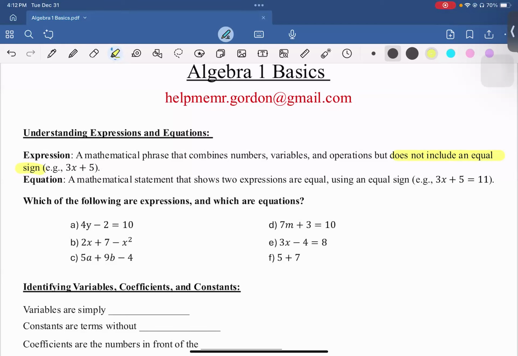An equation is a mathematical statement that shows two expressions are equal using an equal sign. I know we've seen them already, but this is just putting a term to what we already know. So here, just like we did for expression, we have 3x plus 5. In order to make that into an equation, we would just add that equal sign over here. So this expression is now equal to 11, making this now an equation.